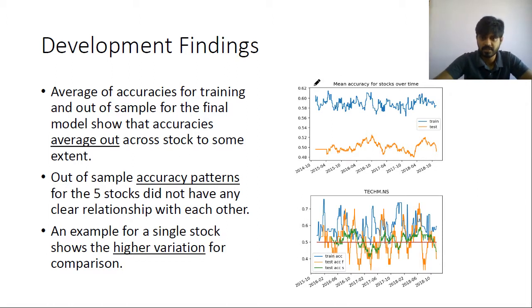So we can see here we have the accuracy from doing the backtest. Here we have the training accuracy, and here we have the out of sample accuracy. First of all, we can see that there's about a 10% difference in the accuracy between the training and the out of sample. And also I'd like to bring to attention the ranges.